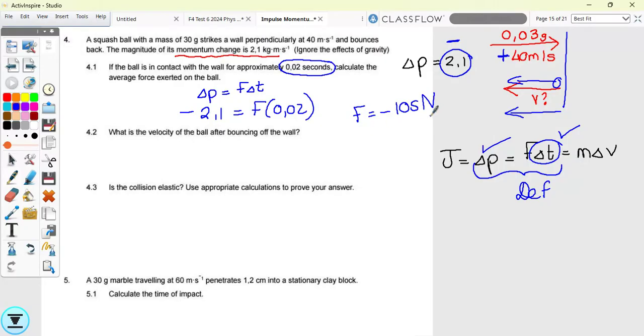And now as soon as you see a negative, hopefully it will wake you up to the fact that you actually have to put a direction. Because they say calculate the average force and not the magnitude of the average force, you have to remember to put the direction. So go back and ask, what did the question ask? The force on the ball. So you're going to say, therefore, F on ball is equal to 105 newtons to the left.